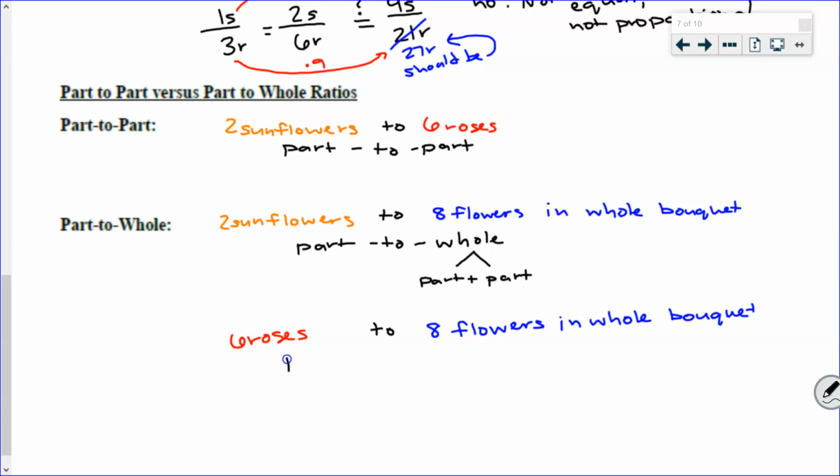Again, this is the other part this time, but it is the other part still compared to the whole. And again, I find that whole by adding up the part and the other part.